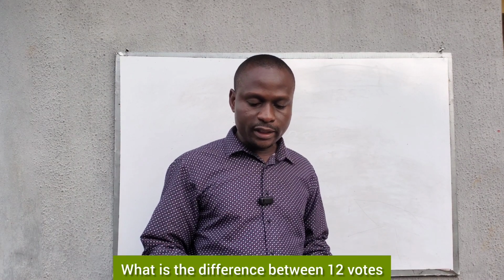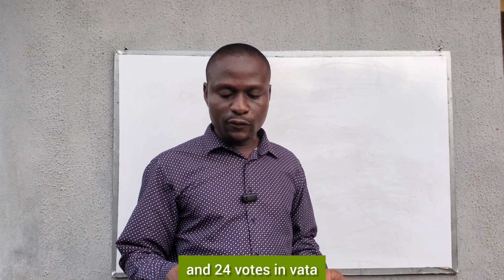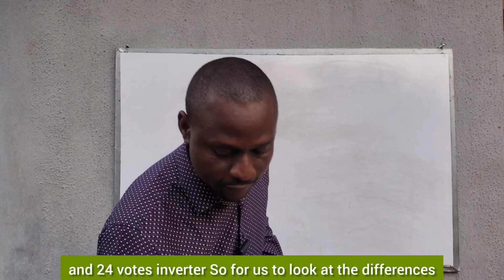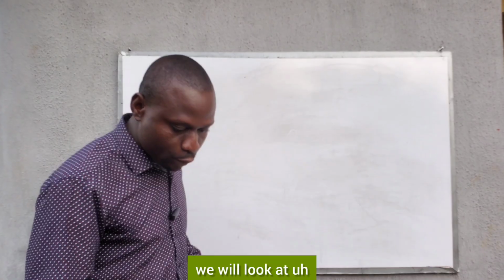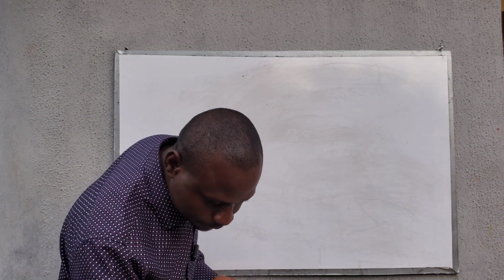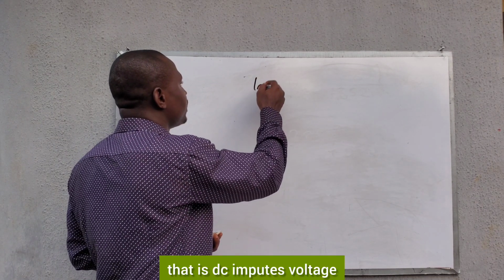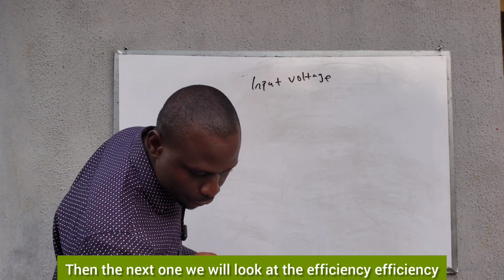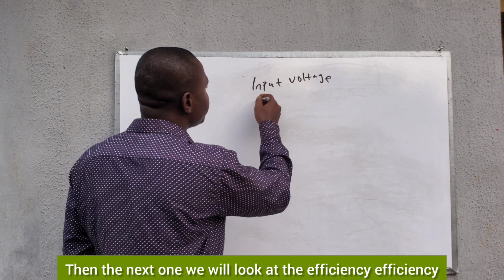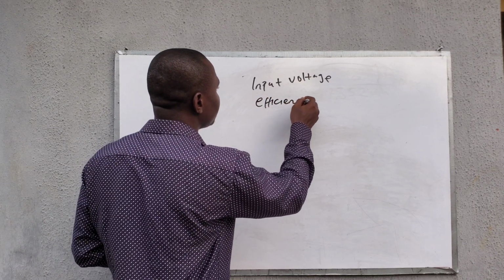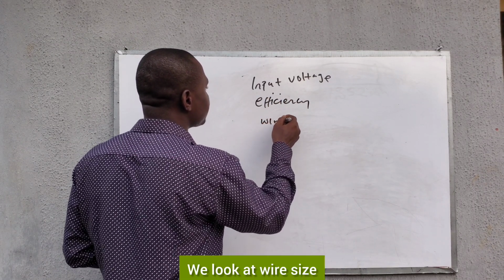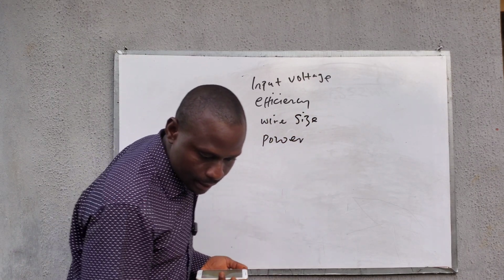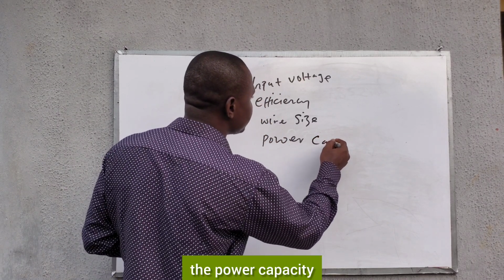Question number 5. What is the difference between 12 volts and 24-volt inverter? So for us to look at the differences, we will look at the voltage input, that is DC input voltage. Then the next one, we will look at the efficiency. We look at wire size and the power capacity.